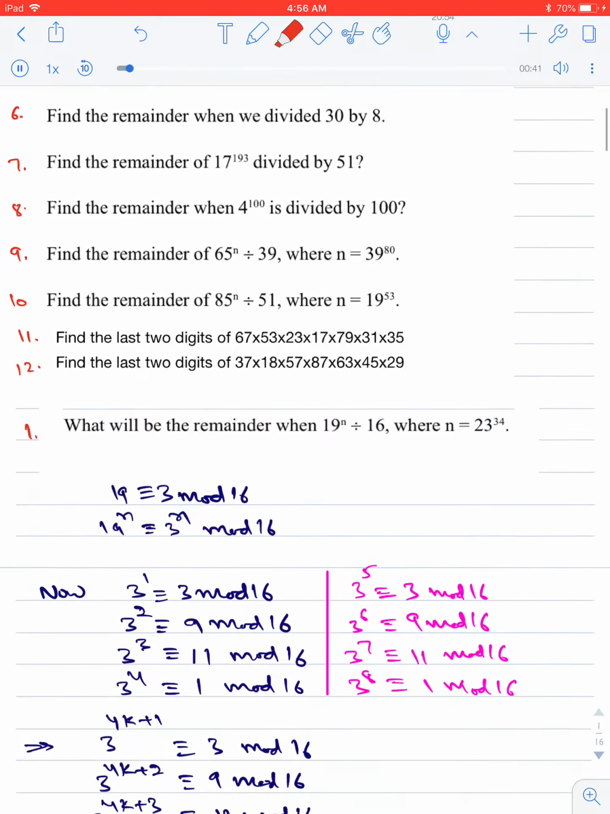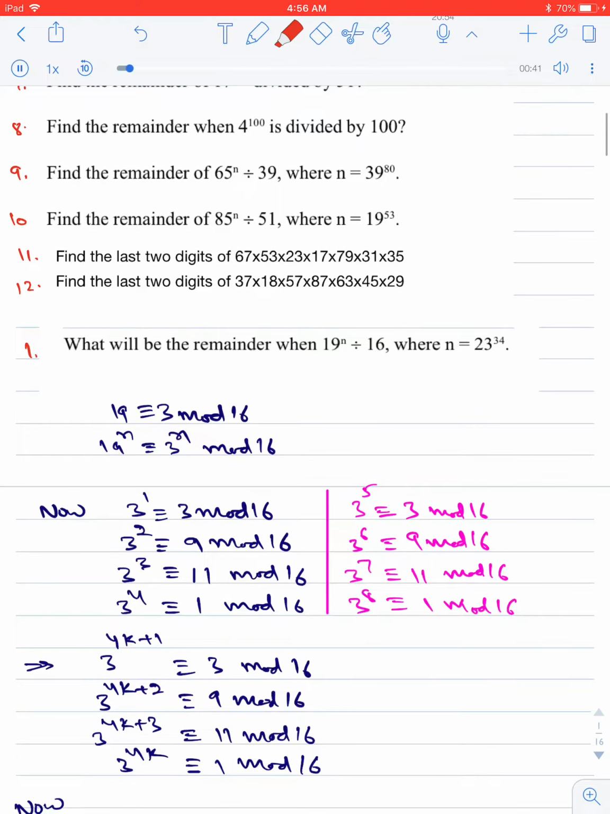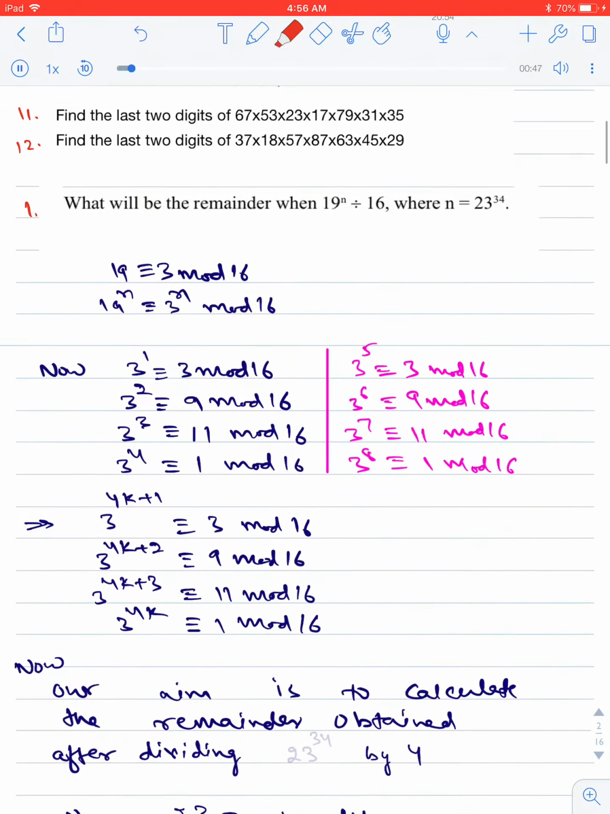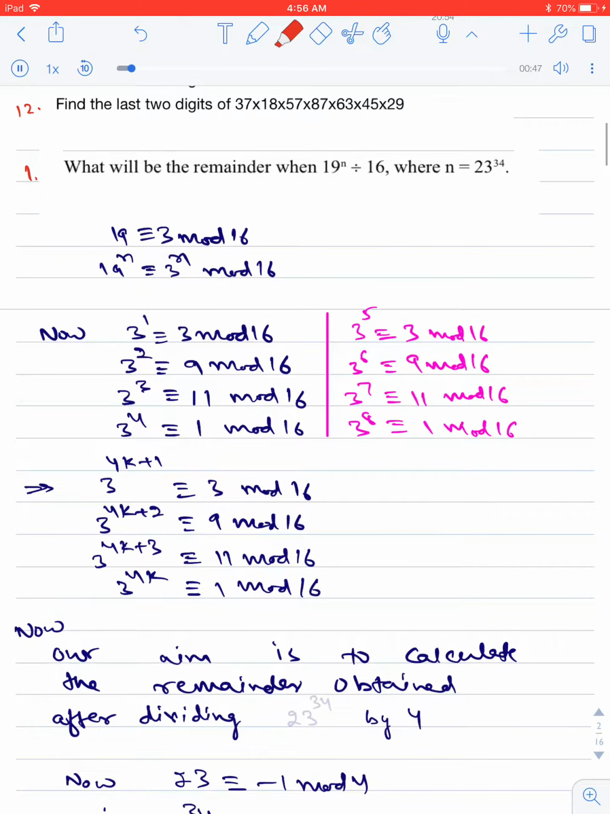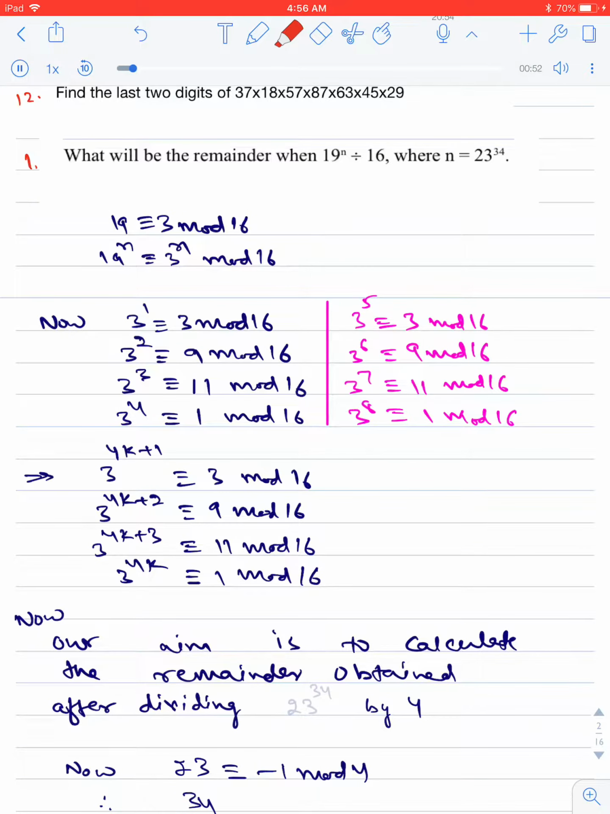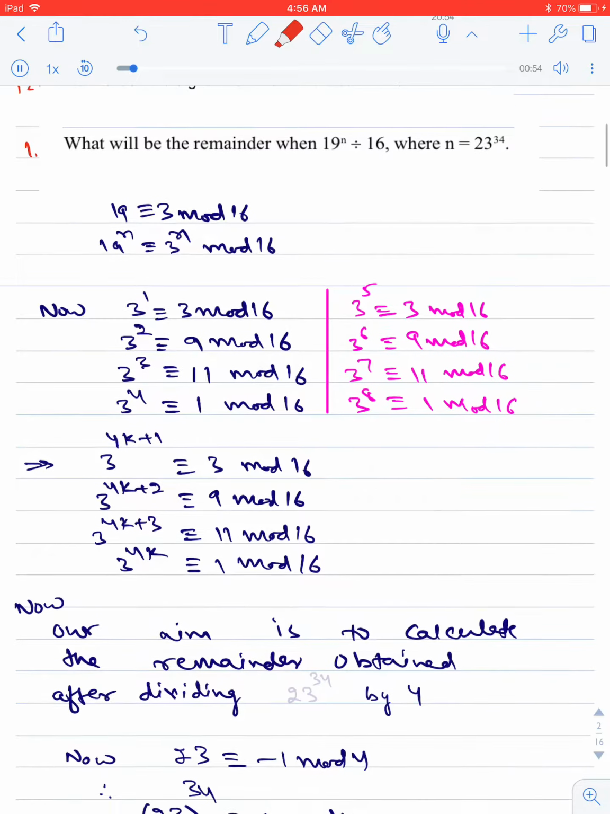The questions are very good. So let us start. What will be the remainder when 19 raised to power n is divided by 16, where n is equal to 23 raised to power 34?